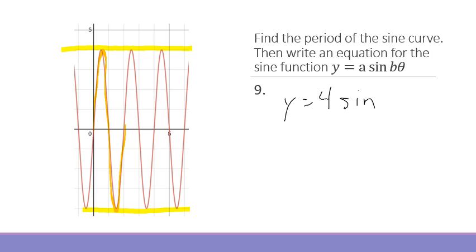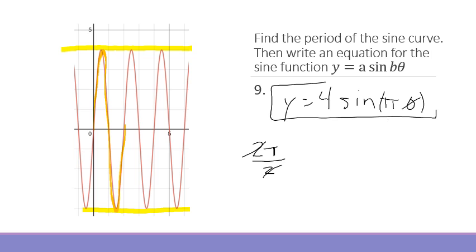So 1 period is 2, and so from the previous problem, we can do 2 pi divided by 2, and that will give me the number of cycles. So it's pi. So 4 sine pi theta. And that's our equation.